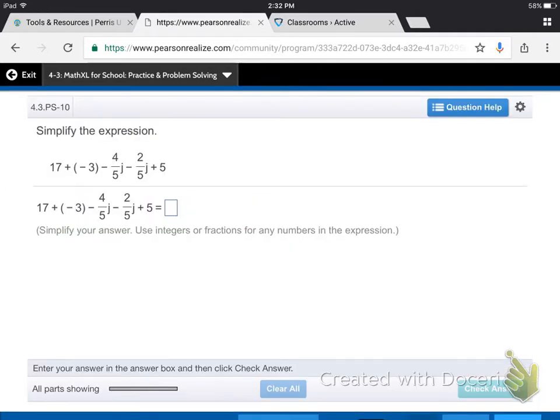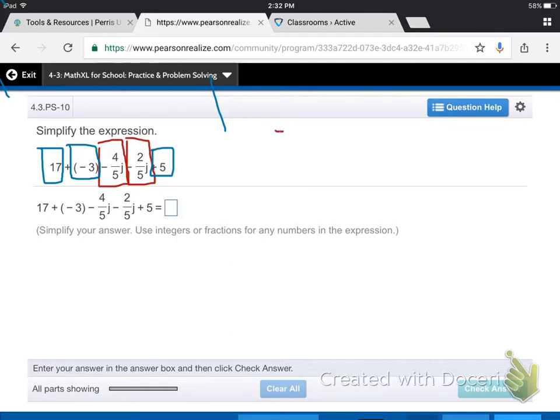Moving on, we have another problem, and it looks complicated, but honestly, it is not. Let's look for our like terms, okay? You can see that we have negative 4/5 j and negative 2/5 j. And then our other terms are 17, that's a different color, negative 3. Okay, looks like we got it back to normal zoom. We have negative 3 right there, and positive. You can see that plus sign goes with the 5. So there. Now let's work on adding these up or subtracting them as we need to.